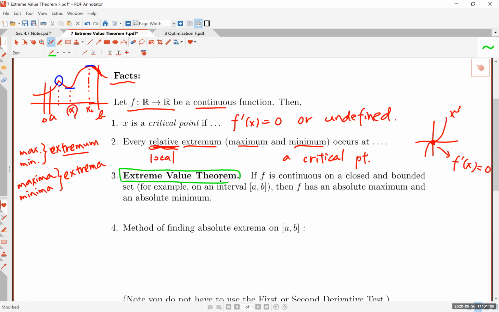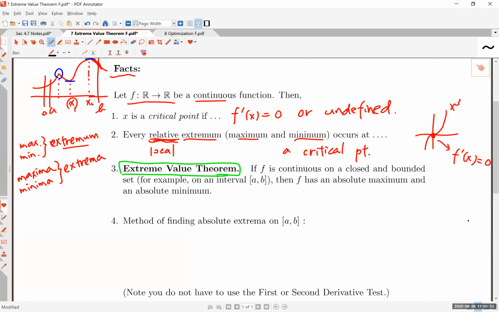EVT, this is an extremely important theorem, and it is called the extreme value theorem. And the word extreme has to do with maximum and minimum. All right, if f is continuous on a closed and bounded set, for example, on a closed interval, it's important for you to note, it has to be a closed and bounded interval, like the closed interval from a to b, then f has an absolute maximum and absolute minimum.